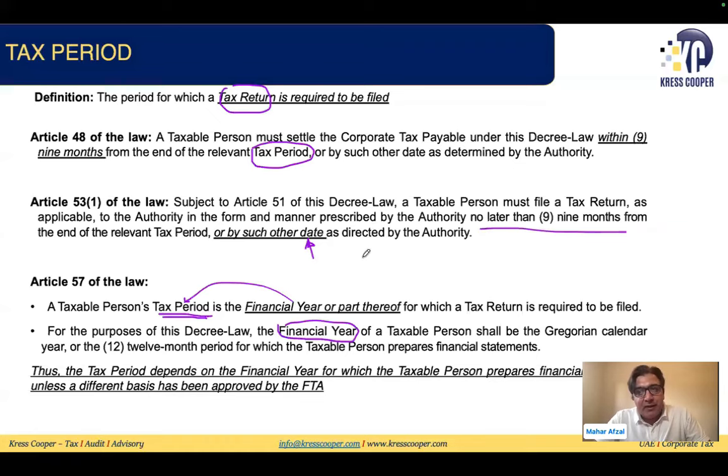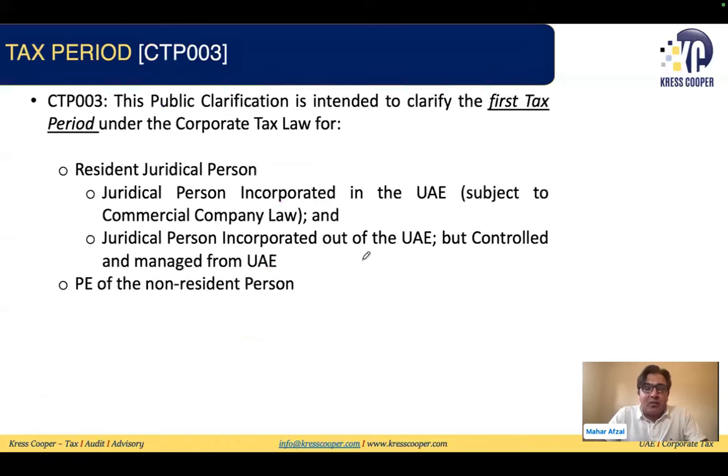The important thing is why this public clarification has been issued. The reason for public clarification number 3: the law is starting from 1st of June 2023. This is the effective date of the corporate tax law.